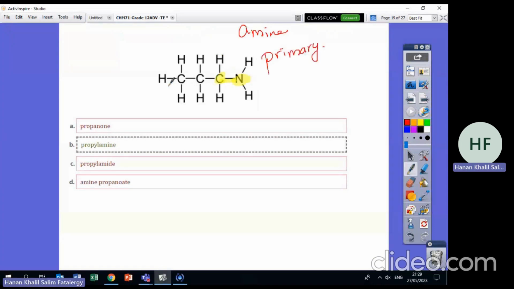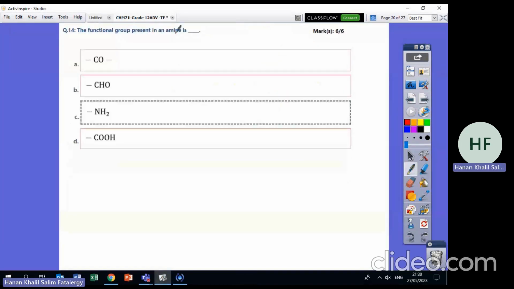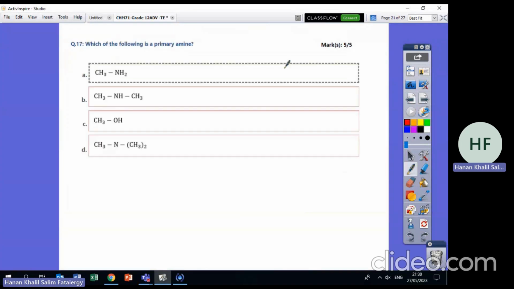Okay, what is the name? We have 3 carbons, so I say propyl amine. Okay, يلا. The functional group present in amine, طبعا amine تذكروا فيه nitrogen, so the functional group is NH2. Which of the following is primary? Primary amine يعني nitrogen is connected to one C only. Okay, so this is the correct answer.